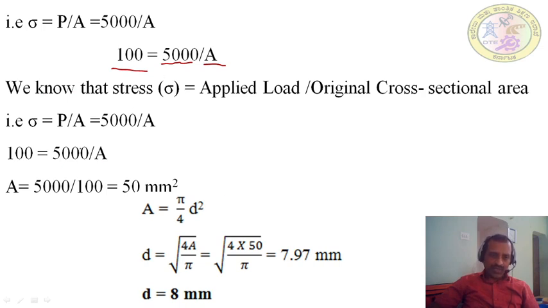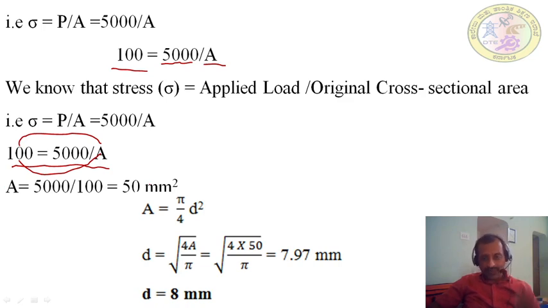So coming back once again directly here, sigma is 100, so 100 is equal to 5000 by A. So A is equal to 5000 divided by 100, since A comes this side and 100 comes at the bottom. So 5000 divided by 100 is equal to 50 mm square. Area is 50 mm square.